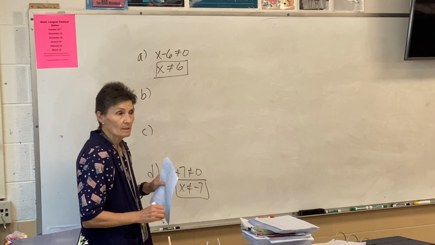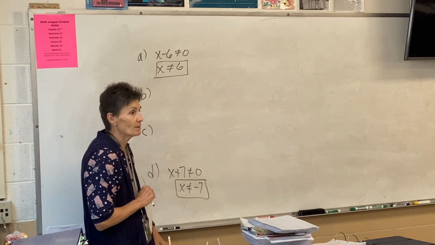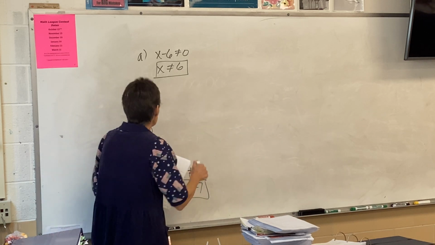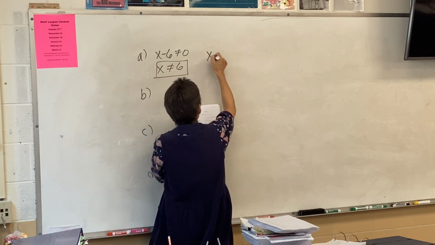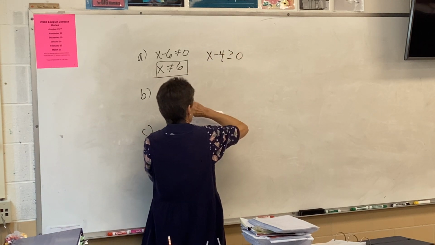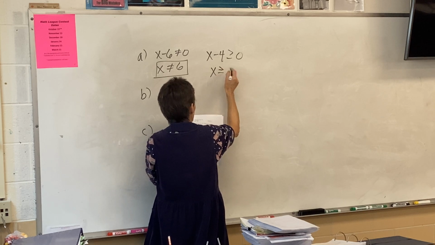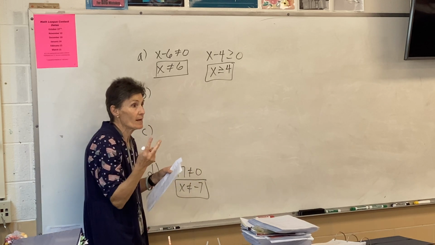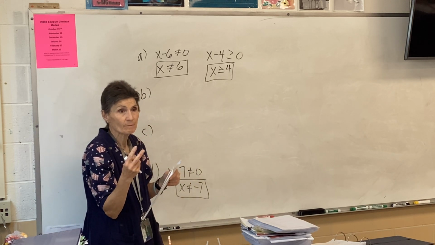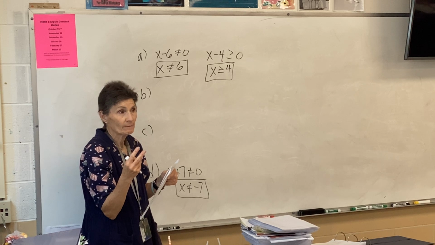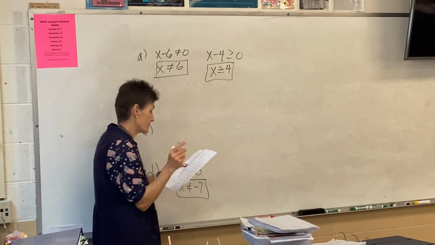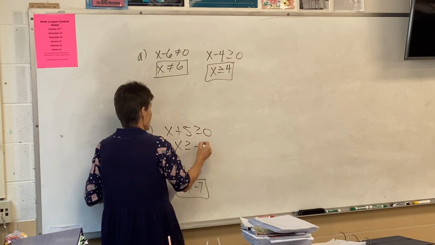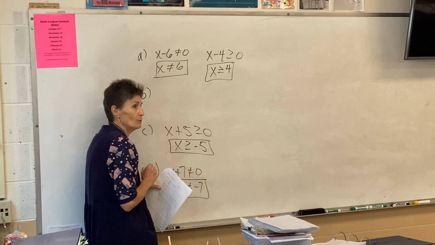Okay, now what's the other rule? Denominator can't be 0. What's the other rule? Whatever is under the radical. So part A, x minus 4 has to be greater than or equal to 0, so x has to be greater than or equal to 4. So part A has 2 answers. C has a radical, so x plus 5 has to be bigger than or equal to 0, and x has to be bigger than or equal to negative 5.